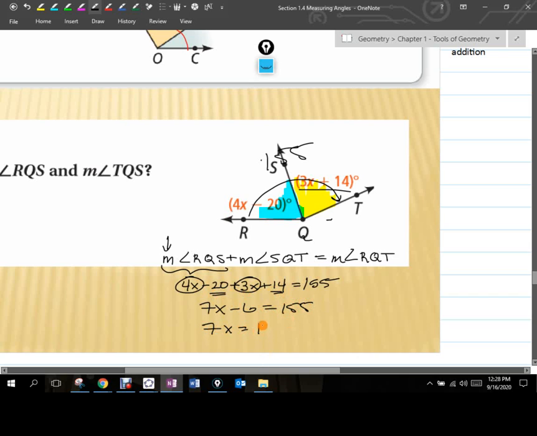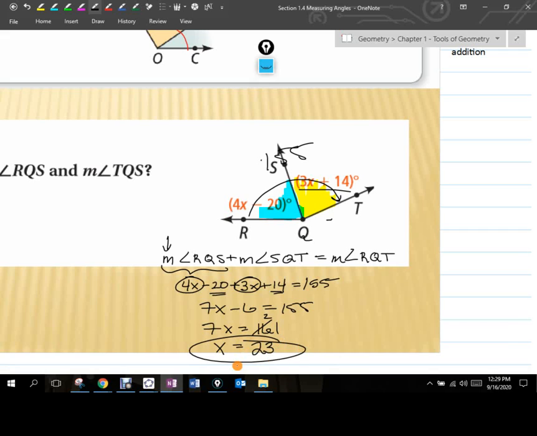So that's going to give me 161. How many times does 7 go into 16? 2, and how many would you have left over? You have 2 left over out of the 16, so then you'd have 21 left over as a final amount. How many times does 7 go into 21? 3. So x equals 23.